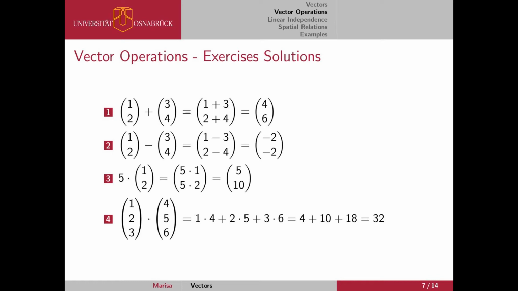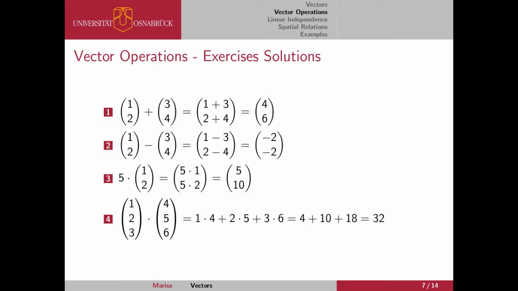In the third exercise, you had to perform scalar multiplication. The task was to multiply 5 with the vector (1, 2). And the rule stated that you have to multiply the scalar to each row, and therefore we have 5 times 1 and 5 times 2. And this will result in the vector (5, 10).